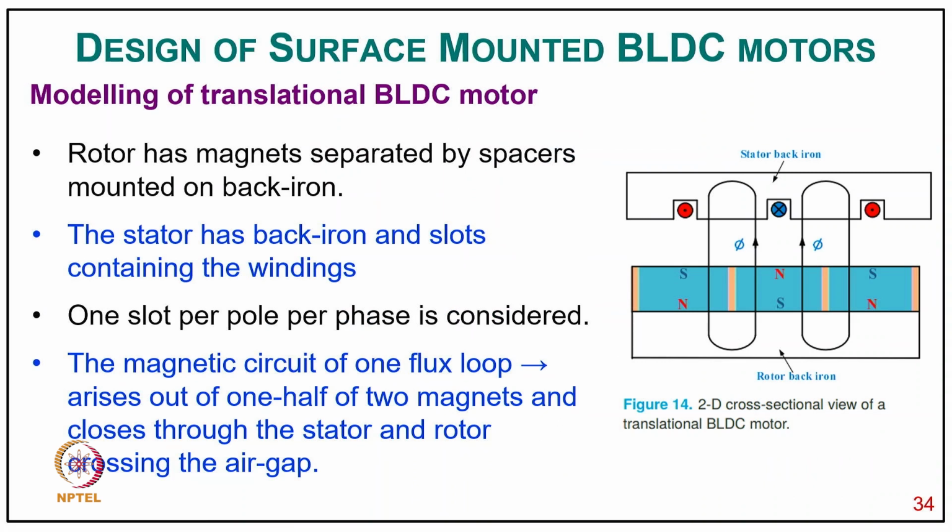So now coming to the typical modeling of the translational BLDC motor. We can say the rotor has a magnet separated by a spacer, mounted on the back iron, and the stator has back iron and slots concentrating the winding.